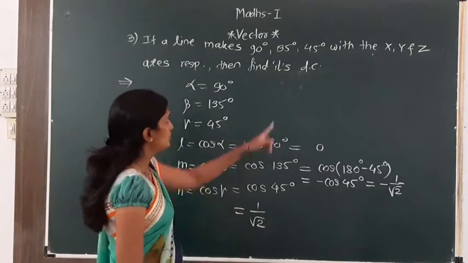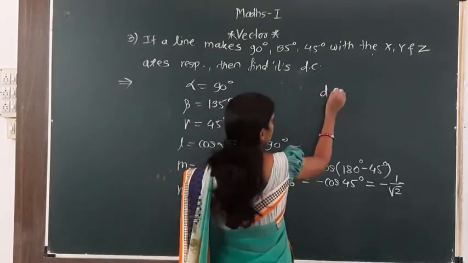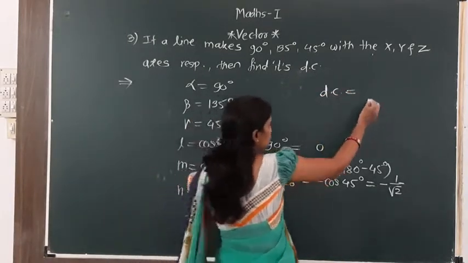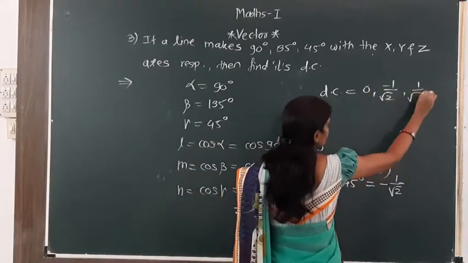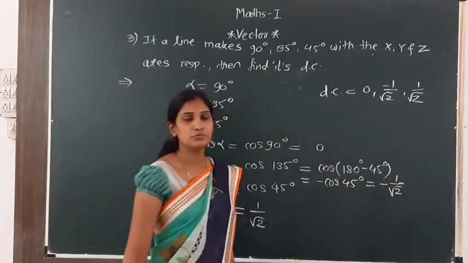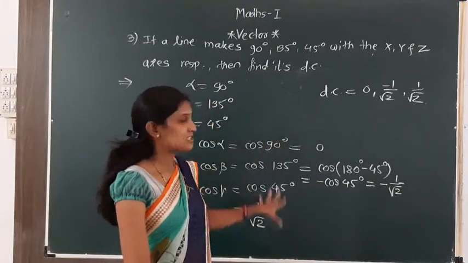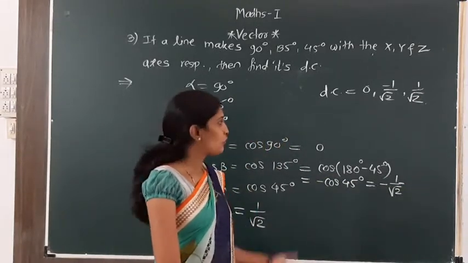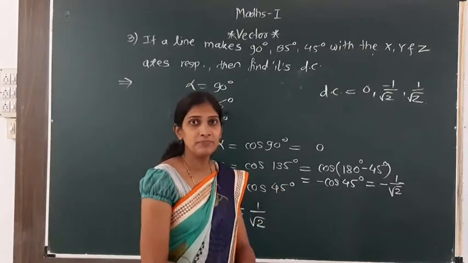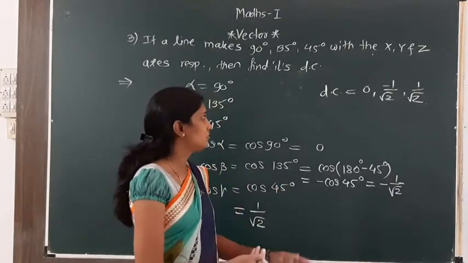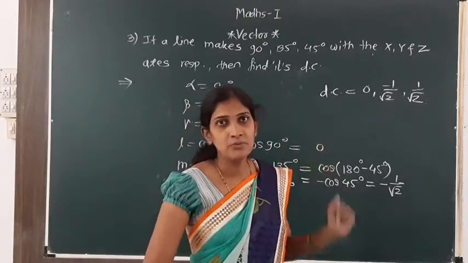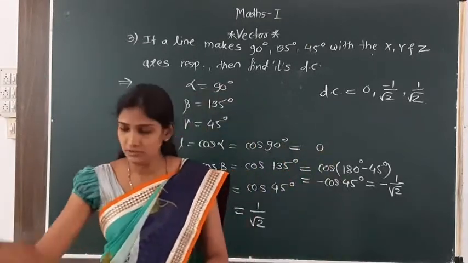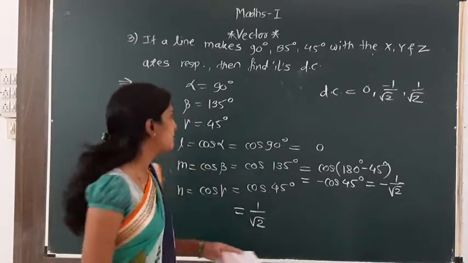So the direction cosines are 0, minus 1 by root 2 and 1 by root 2. This is a very simple example for 1 mark, or it will be asked in MCQ. Now, next example.